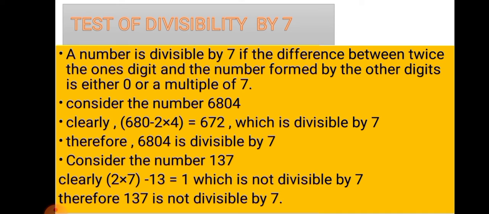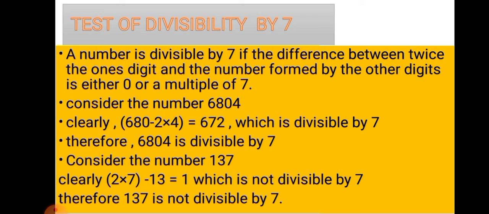Consider 6804. Here clearly, 680 minus twice the ones digit, that is 2 into 4 (the ones digit is 4), we get 672. 672 is divisible by 7. So the given number is divisible by 7.